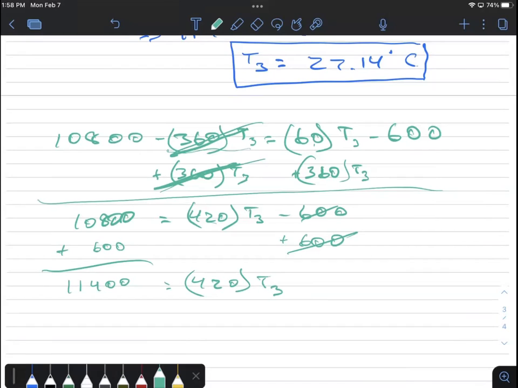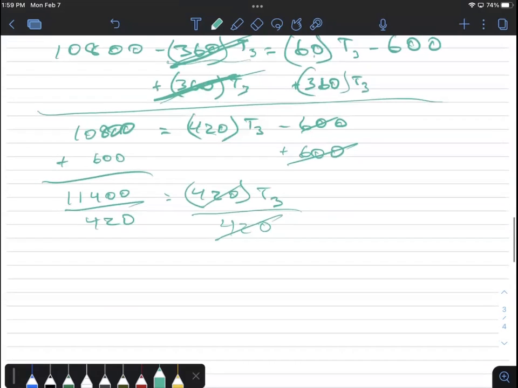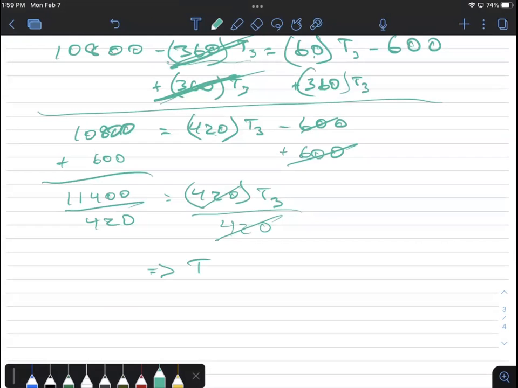And then of course, the last step, I don't like the number in front of my T3. I want to get rid of the number. So I have to divide it over because it's multiplied right now. So if I divide it, it cancels the multiplication. But then I also have to do it over here too. And so now we have the final thing, which is T3 is 11400 divided by 420, which is what I stuck in my calculator to get 27.